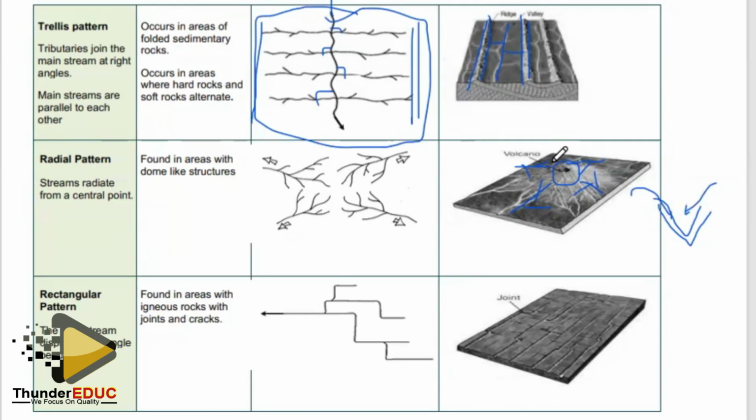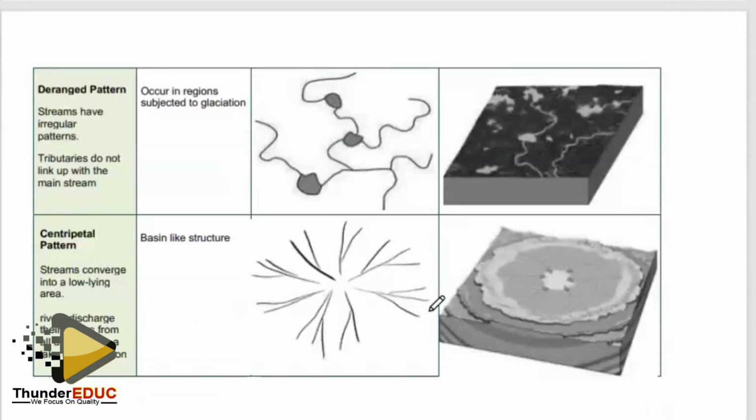Radial streams start from a high-lying area, radiating into different directions. But for the centripetal pattern, we are seeing that this is a low-lying area, and these rivers are now feeding into it. They start from the surrounding highlands and feed into one common low-lying area, which is a basin structure.